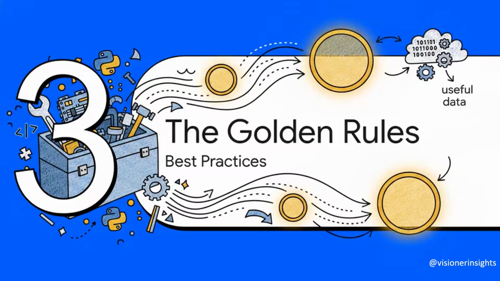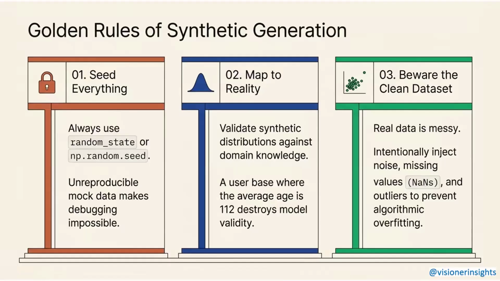So we've got our toolkit, and we know how to combine the tools. But before you run off and start building, we need to cover the 3 golden rules of synthetic data generation. These will make sure the data you create is actually useful and not just junk.